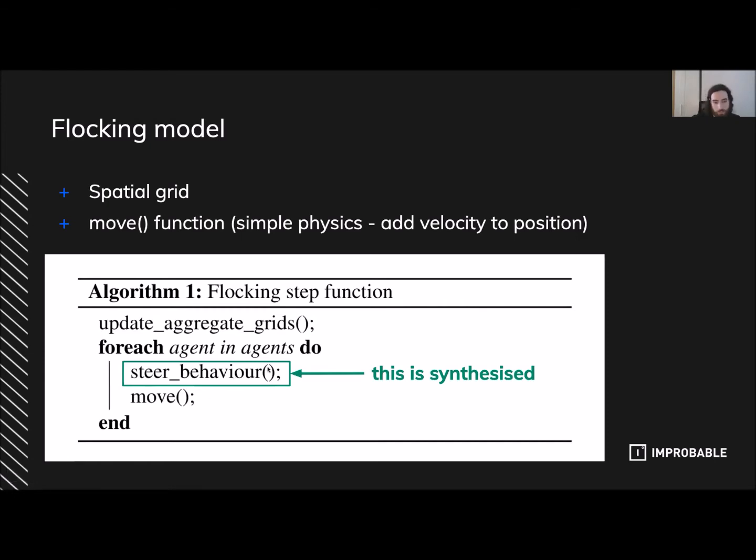This steer behavior function is what we're synthesizing. We're starting from an empty function here, and this has all the logic to calculate the new velocity. I would argue this is all the domain logic, how agents perceive their neighbors and then calculate their new velocity. It takes in the center of mass of neighbors, the velocity of neighbors, and the agent's own velocity, and so on, and then calculates the new velocity. This is the bit we're synthesizing.